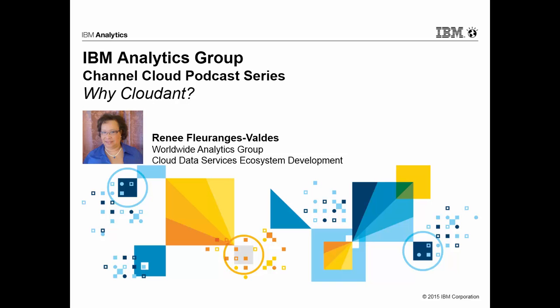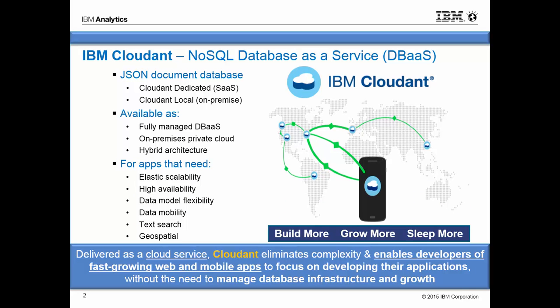My name is Renee Florence Valdez and I'll be talking to you today about Cloudant, IBM's NoSQL JSON database. Cloudant is an application that IBM acquired when it acquired its company Cloudant in the February 2014 timeframe. Cloudant is a NoSQL database as a service. So think about software as a service in the cloud, fully hosted, fully managed by IBM.